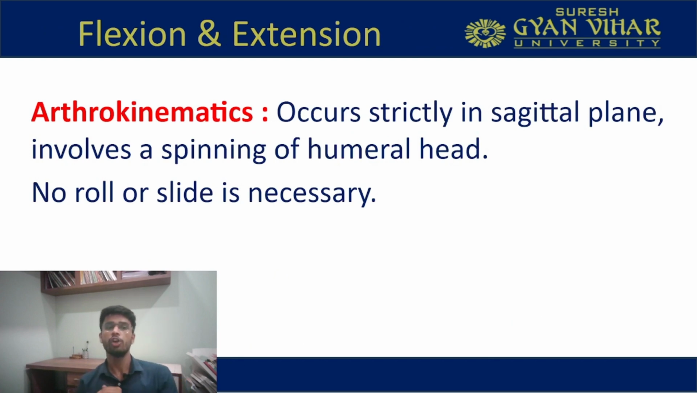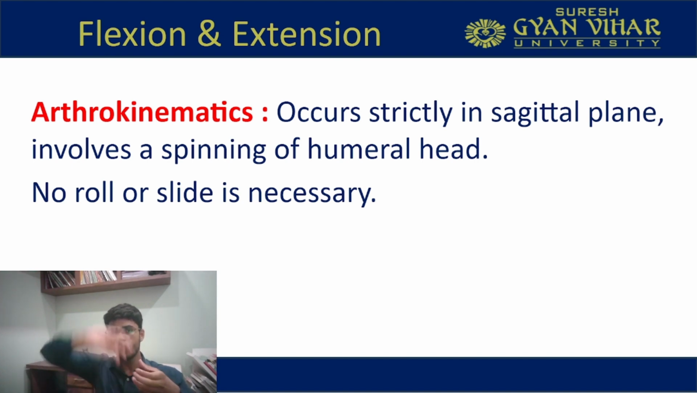Now this was all about the osteokinematics of the shoulder joint. We studied the movements occurring at the joint, abduction and adduction, and we saw the arthrokinematics also, how the superior rolling is there and sliding is in the inferior direction. Now let's see flexion and extension. In flexion and extension, there is no rolling and sliding happening. It is occurring strictly in the sagittal plane, not in the scapular plane. It involves spinning. The humeral head is spinning in order to do the flexion, and then it spins again in the backward direction to do the extension.